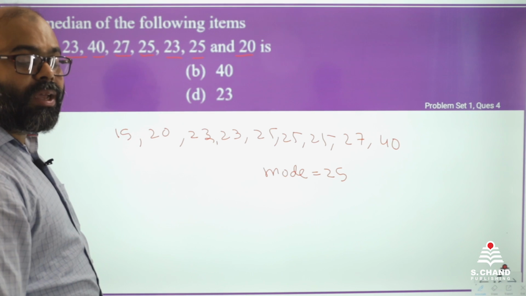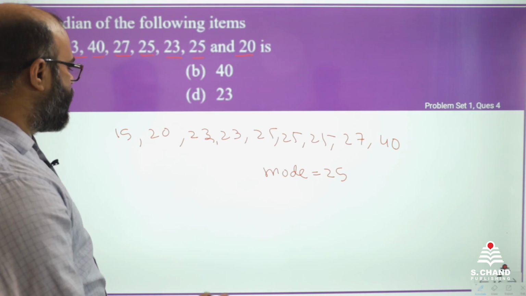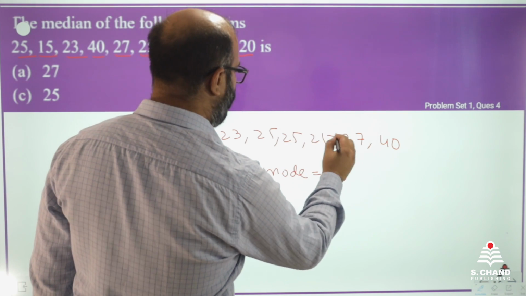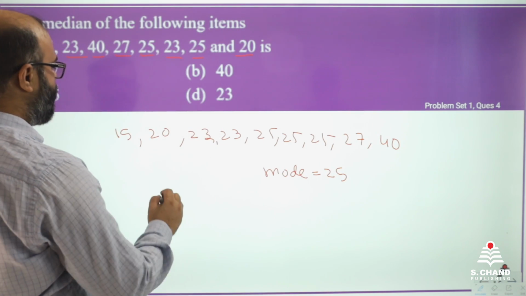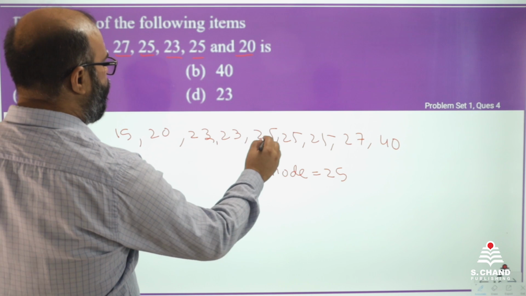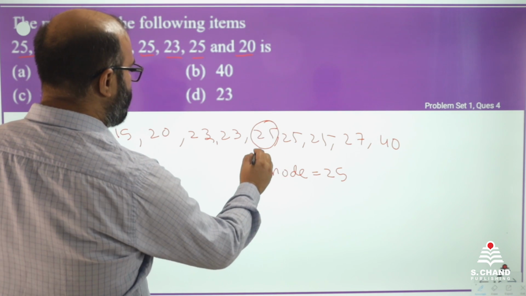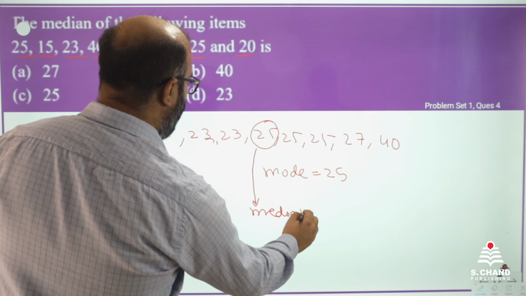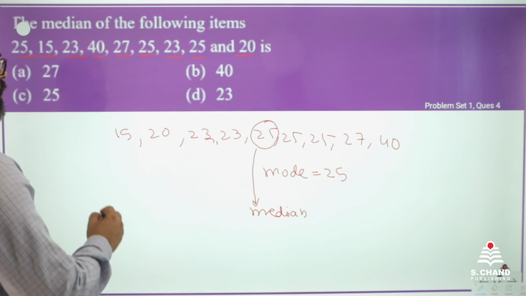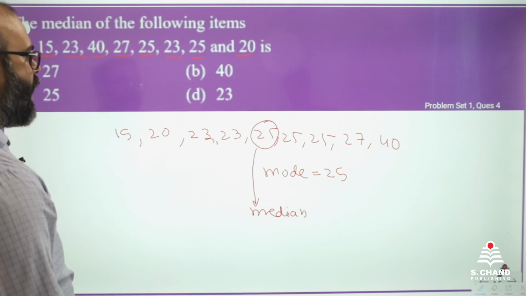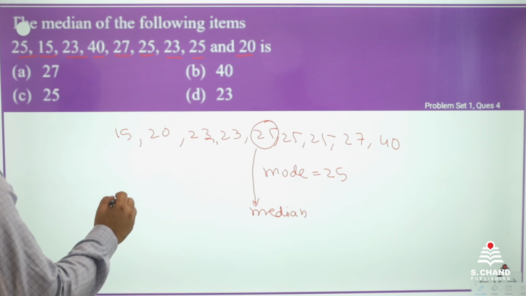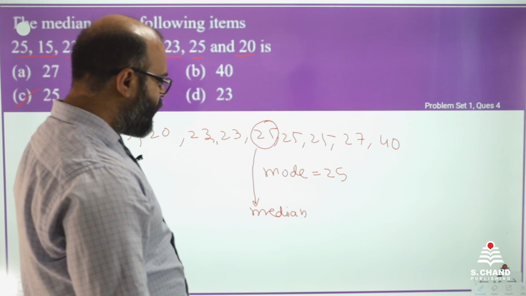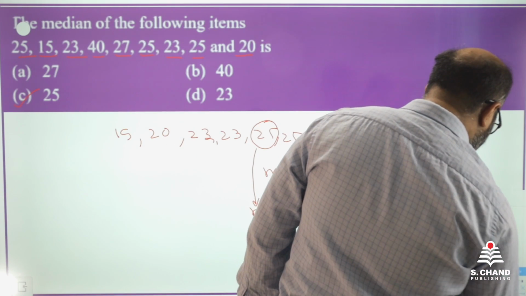Now what is the median? Median is the middlemost value. So how many values are there? 1, 2, 3, 4, 5, 6, 7, 8, 9. So the fifth term. 1, 2, 3, 4, 5, 25. This is the median. And if it is asked what is the mean, then you will add all of them and divide by 9. Here we have to just find the median. So it is 25. Now let us move on to the next one.